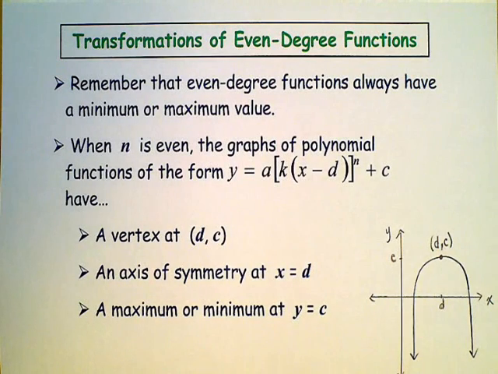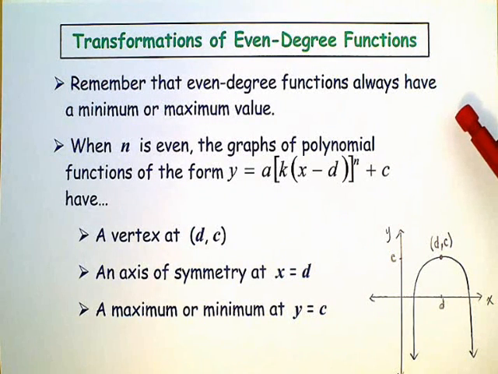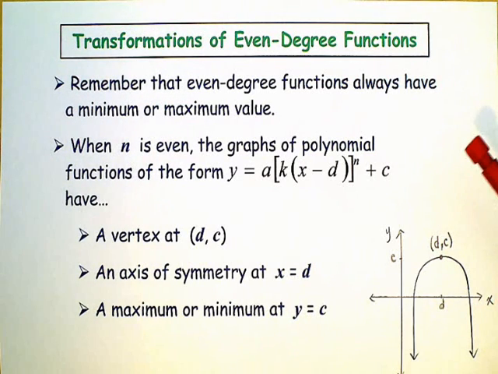Okay, transformations of even degree functions. If you think back to what even degree polynomial functions look like, they always have a maximum or minimum point. Because you have a maximum or minimum point, you have a vertex, an axis of symmetry, and a max or min value that corresponds to it.